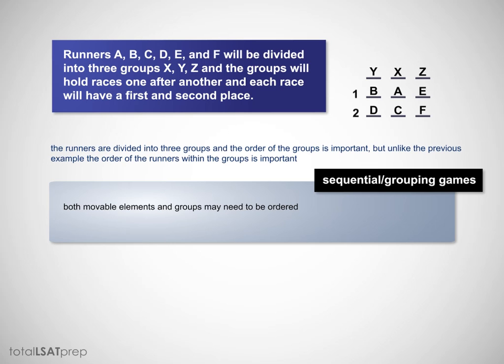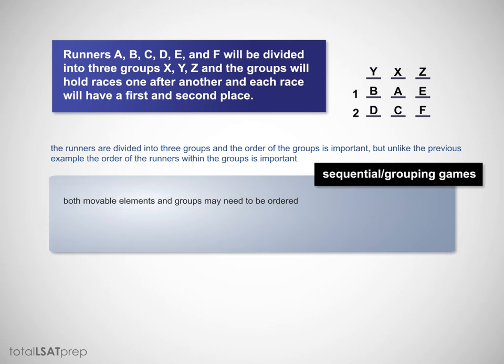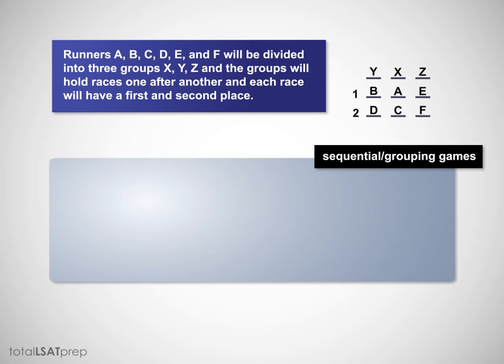So here the runners are divided into 3 groups, and the order of the groups is important, but unlike the previous example, the order of the runners within the groups is important. B is above D means that B finished before D. And as with the previous movies and the previous sections, this game type can occur with all of the different variations for movable and structural elements.